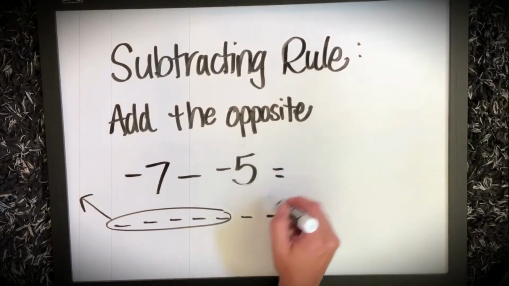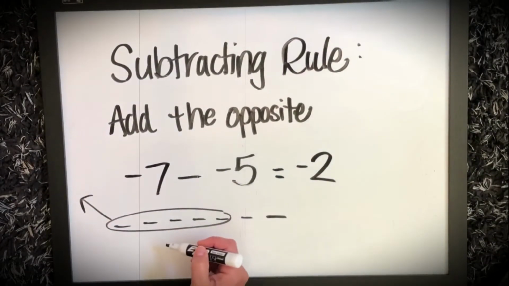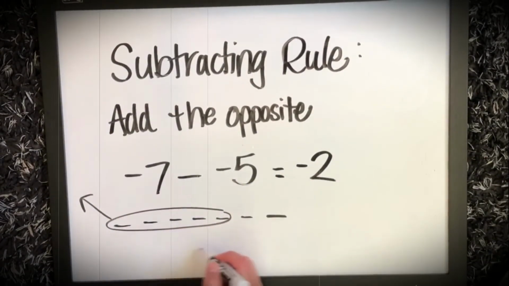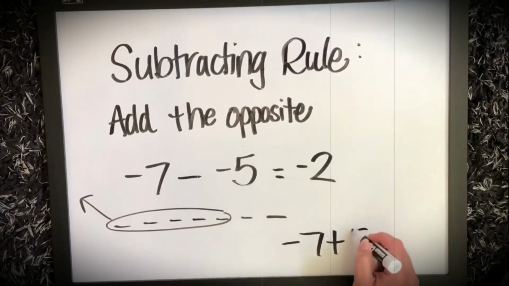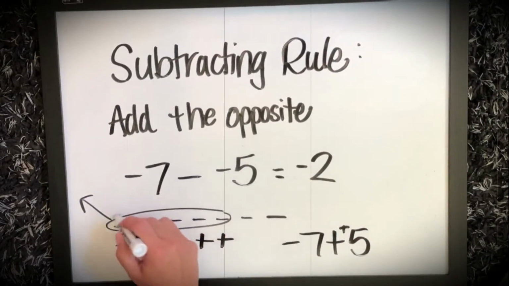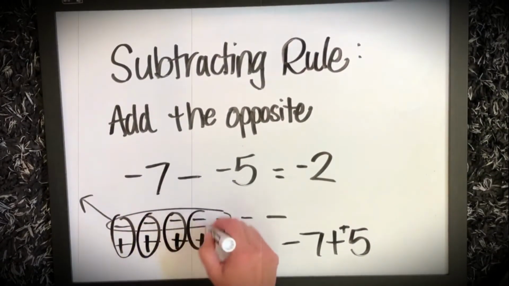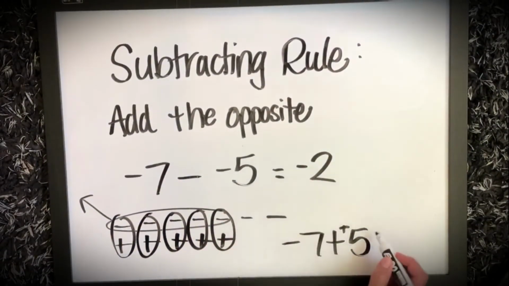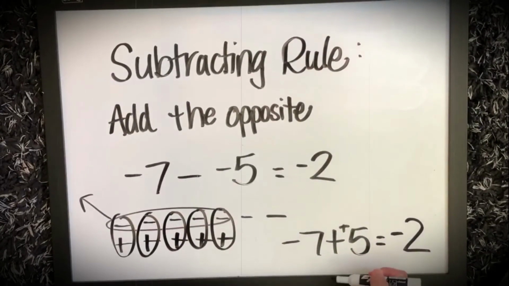Let's look at an example. -7 minus -5 would equal -2, which is the same result as -7 plus +5. If I add 5 positives, then I will have 5 zero pairs with -2 left over. Same result.